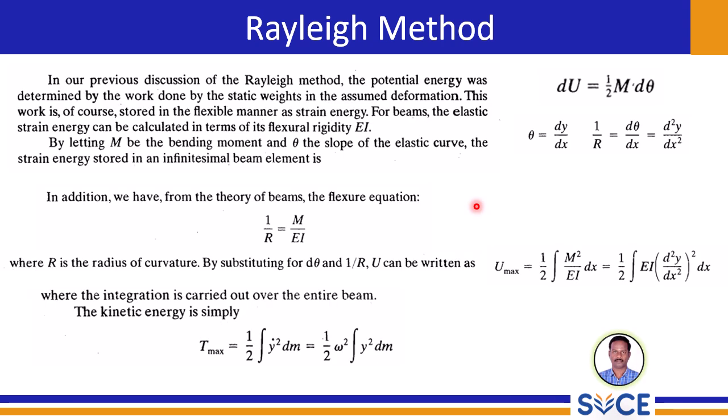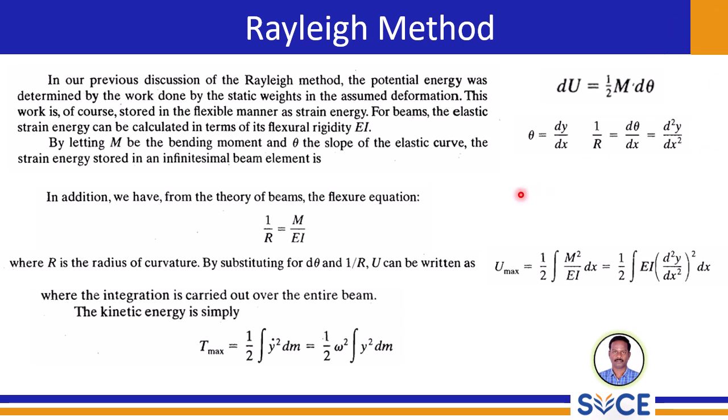Okay, here let me have the energy calculation with respect to beam. So far we discussed fundamental principle and matrix formulation. Now we will calculate the maximum potential and kinetic energy for the beam structure, which is very much essential for utilizing Rayleigh's method effectively.